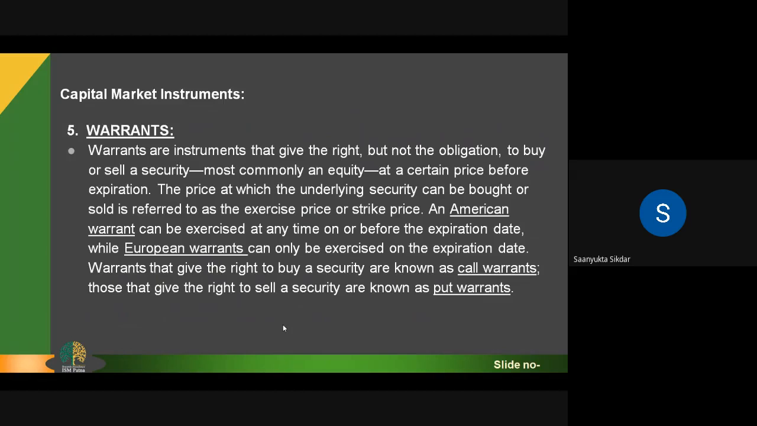Warrants that give the right to buy a security are termed call warrants, and those that give the right to sell a security are known as put warrants.